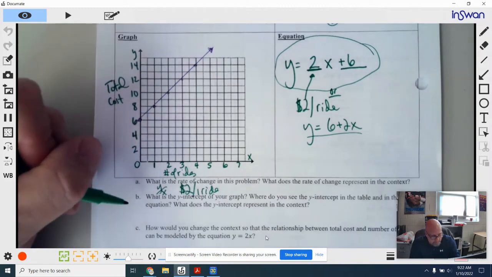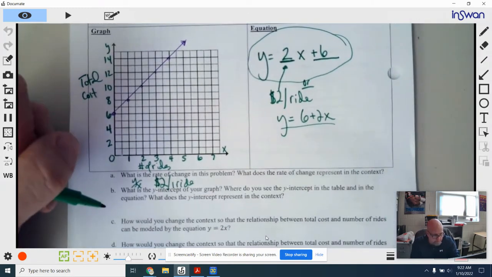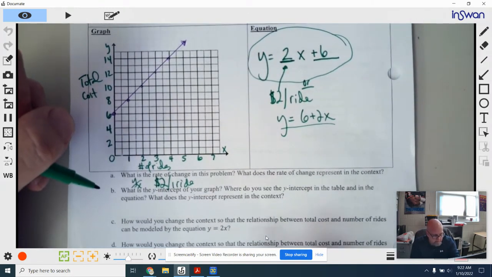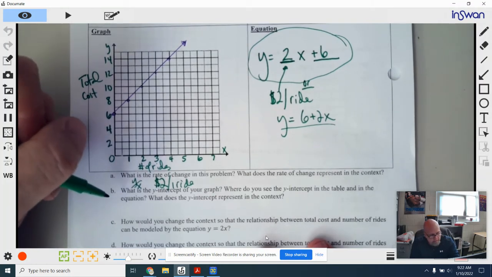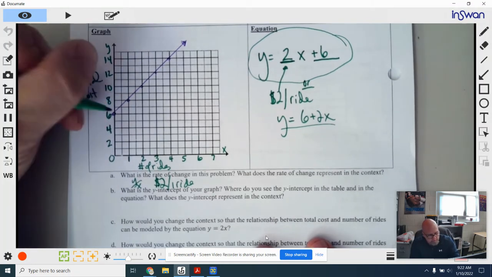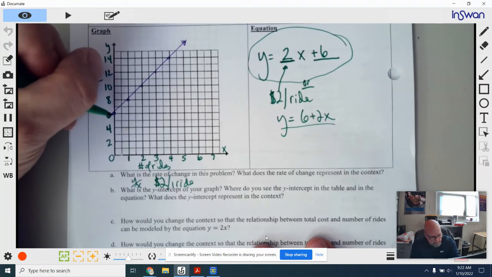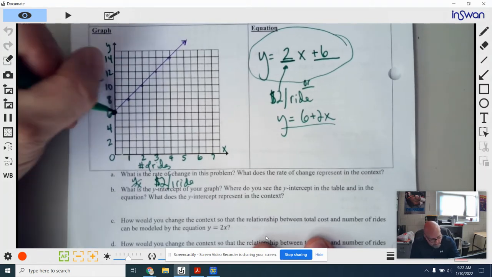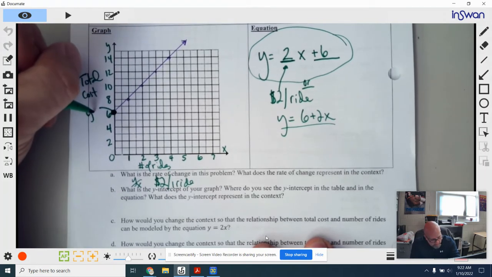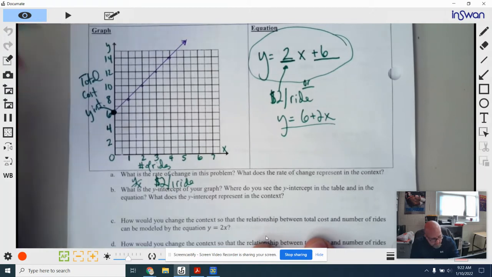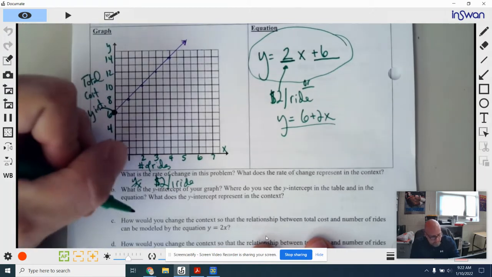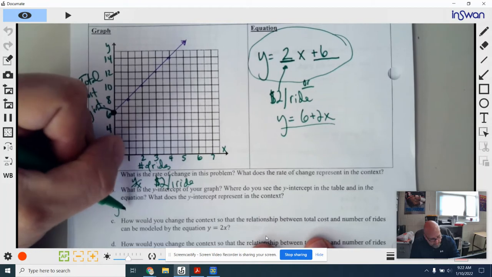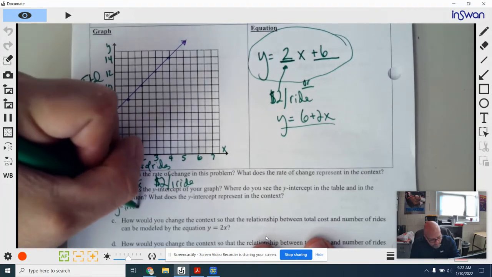Okay, letter B. Letter B asks, what is the y-intercept of the graph? And the y-intercept of the graph refers to where does this line touch the y-axis. So right here, this is our y-intercept. It's touching right there. So we could say the y-intercept is 6.